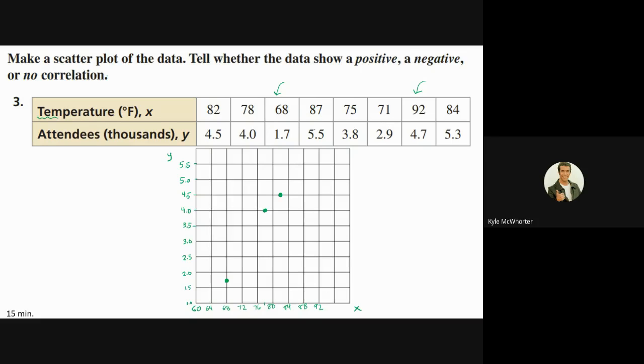Then we've got 87 and 5.5. So 87 would be just shy of 88, and 5.5, so right about here. 75, 3.8. So 75 would be about here, and 3.8 would be about here. 71 and 2.9. 71 would be about there, and 2.9 would be just under 3.